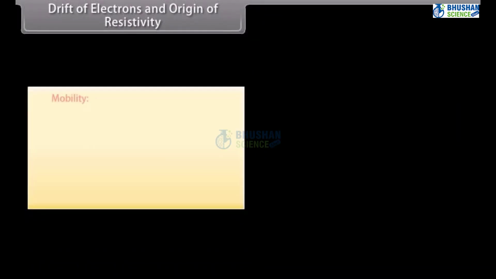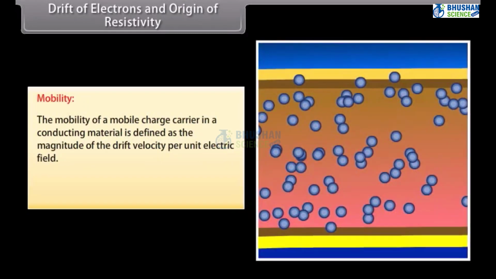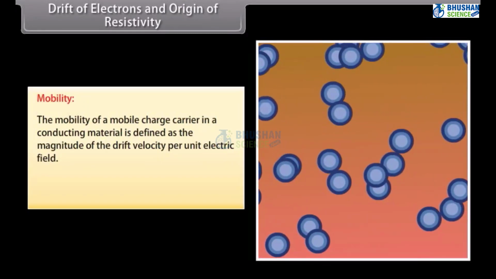Mobility. The mobility of a mobile charge carrier in a conducting material is defined as the magnitude of the drift velocity per unit electric field. Mobility, mu, is equal to vd upon E, which is equal to e tau upon m.